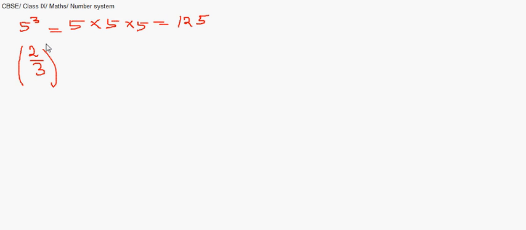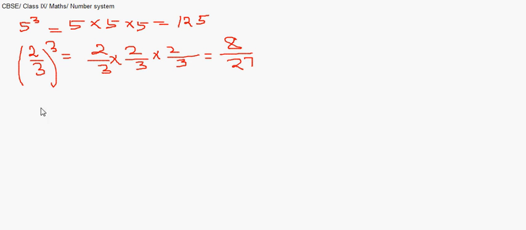Suppose I'm writing 5 to the power 3. This refers to 5 multiplied 3 times, giving me 5 times 5 is 25, times 5 is 125. If I'm writing (2 upon 3) whole cube, that means 2 upon 3 is multiplied 3 times. The numerator becomes 8, and the denominator is 27.